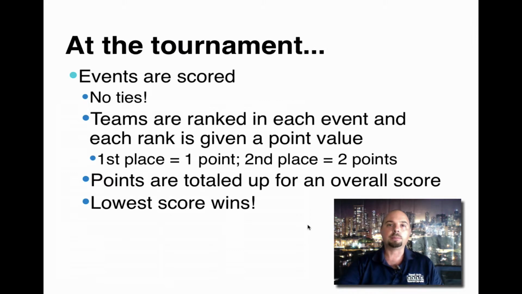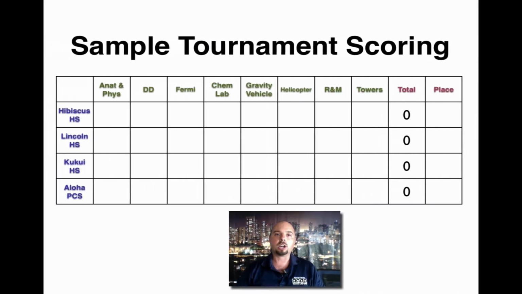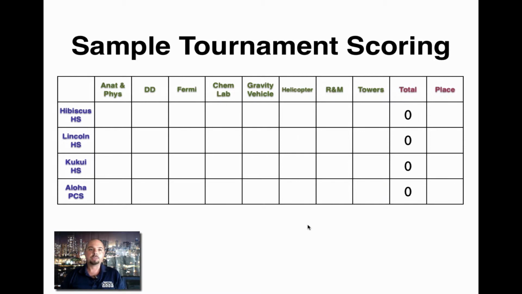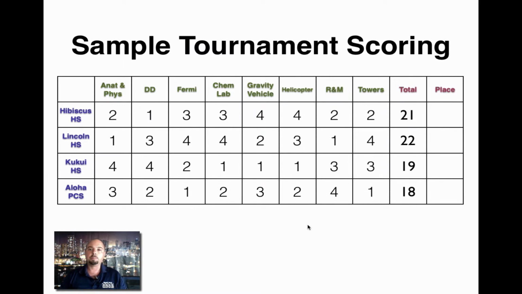So let's take a look at a couple of scenarios so you can see what I'm talking about. Here's the sample tournament where we have 4 high schools, Hibiscus High School, Lincoln High School, Kukui High School, and Aloha PCS participating in 8 different events. They participate in their events, the events get scored, the scores are then given point values, and here we have the point values along with the totals down on the right-hand side. As you can see here, Aloha PCS has the lowest score, so they would be in first place. Kukui High School is in second place with 19 points. Hibiscus High School would be in third place with 21 points.